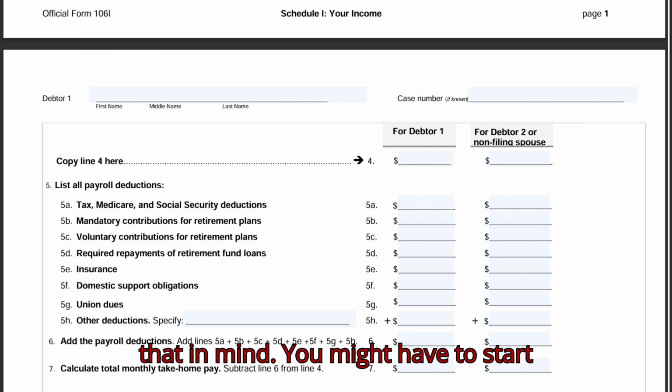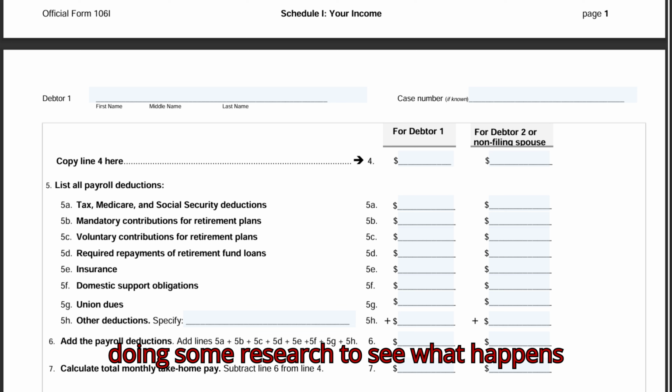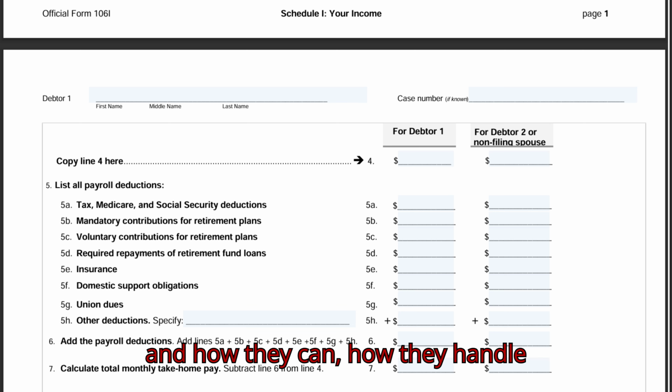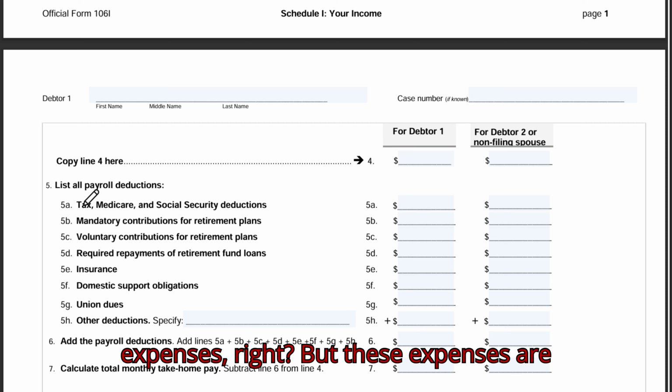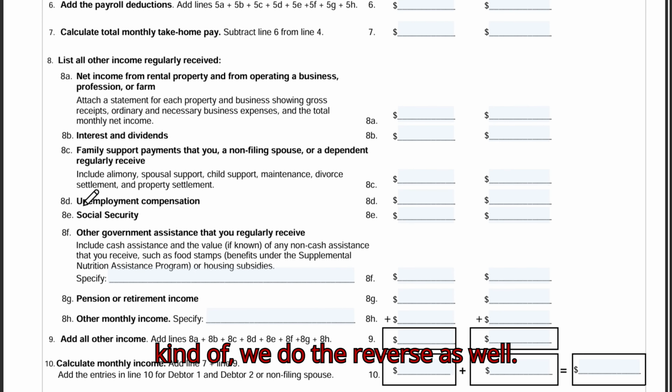You might have to start doing some research to see what happens and how they handle retirement contributions in your district. Okay. Now, you see that these are expenses, right? But we do the reverse as well. See if there's also the income side of it.